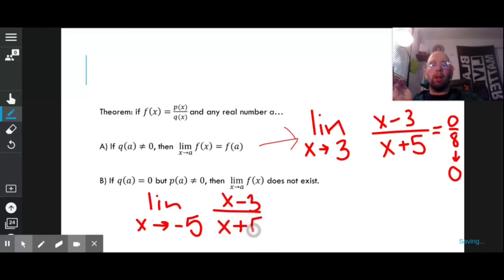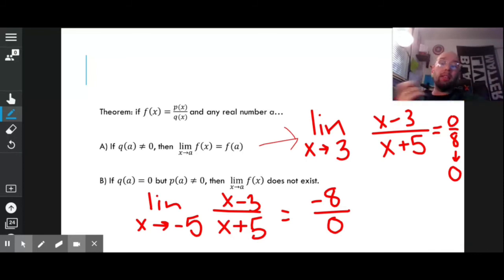You're going to look at that and say, oh, that's no good, because if I plug in negative 5, I get 0 on the bottom. I'll get negative 8 on top in the numerator, and 0 on the bottom. That can't be. Well, this is the Mean Girls Lindsay Lohan method of understanding limits.